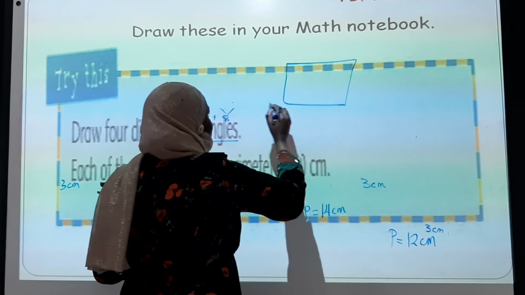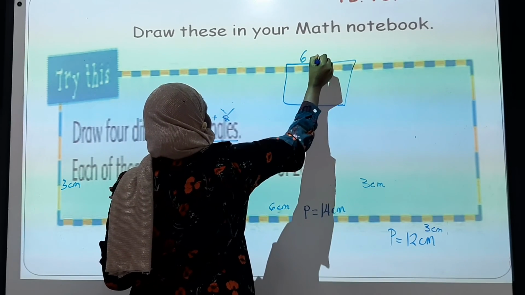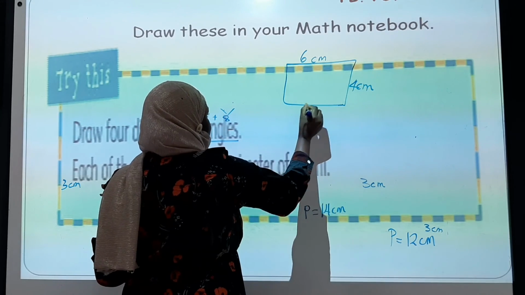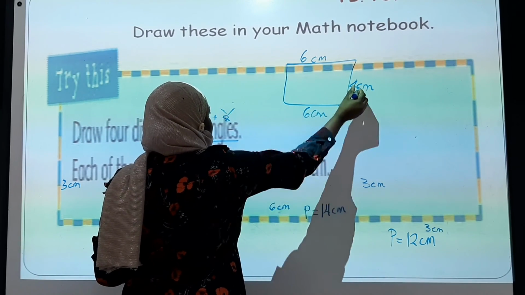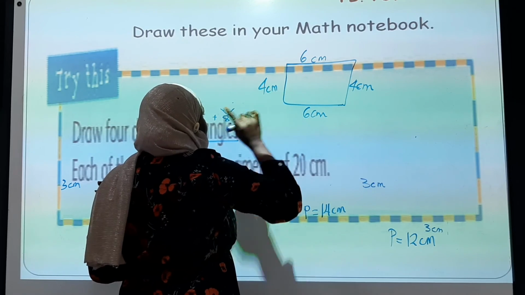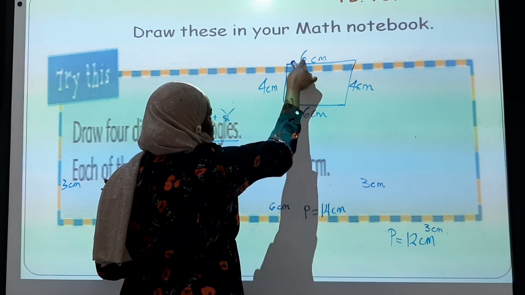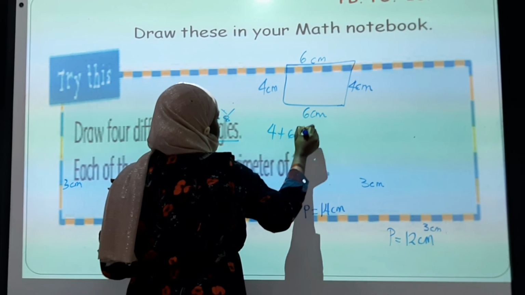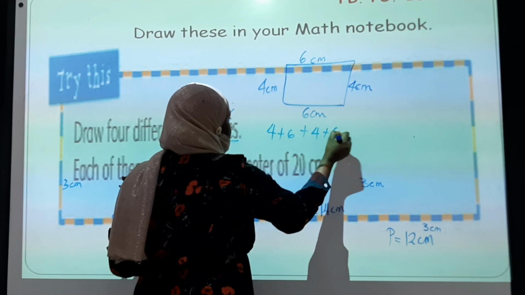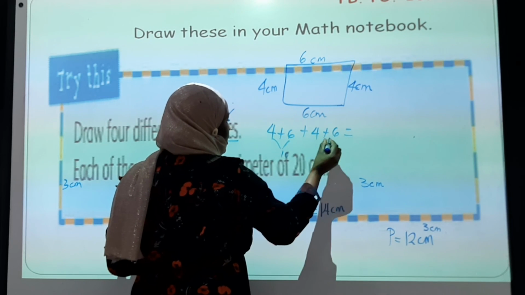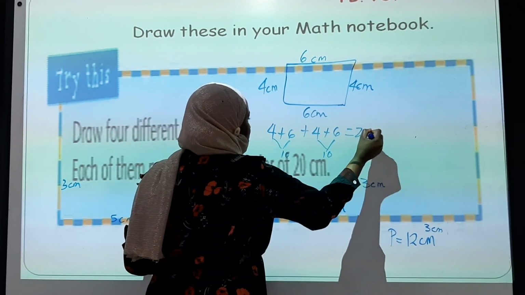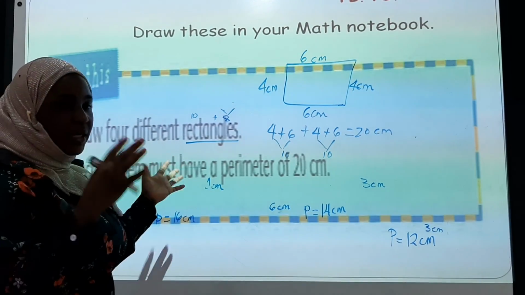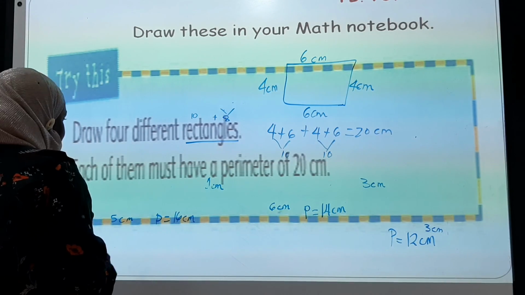So I'll make one example for you. I'll put 6 centimeters here and 4 centimeters. So if this is 6 centimeters, this is going to be 6 centimeters also, 4 centimeters. I'll do one, so I want you to do the rest also. 6 plus 6 is what? 12. So you put 4 plus 4. So 12 plus 4 plus 4, that is 20 centimeters. So you're going to think of another rectangle that you can draw to make another 20 centimeters.